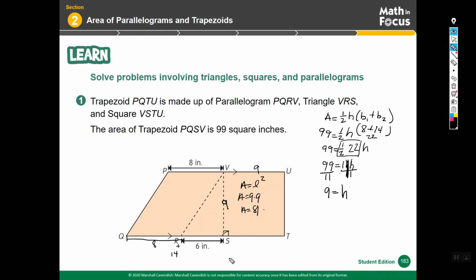So I've got 99 right here, plus this square, 81. And I can put this 1 over here to 99, that becomes 100, plus 80, so 180. So my trapezoid, I'm going to write PQSV, is equal to 180 centimeters squared. And we're done, right?